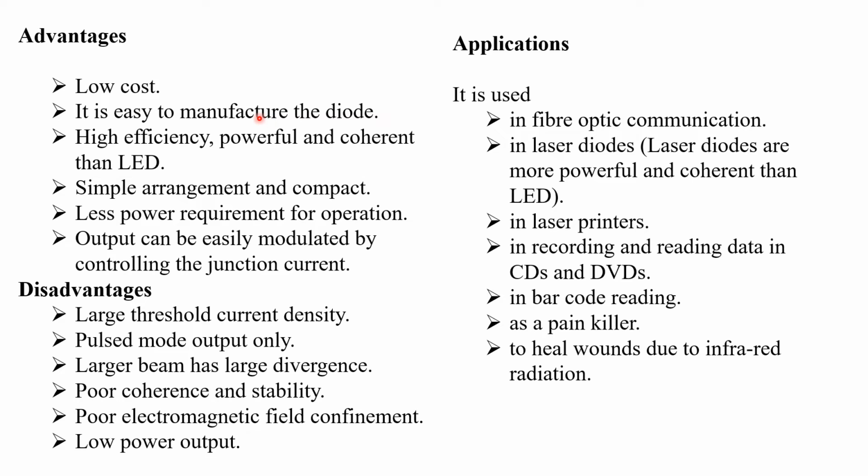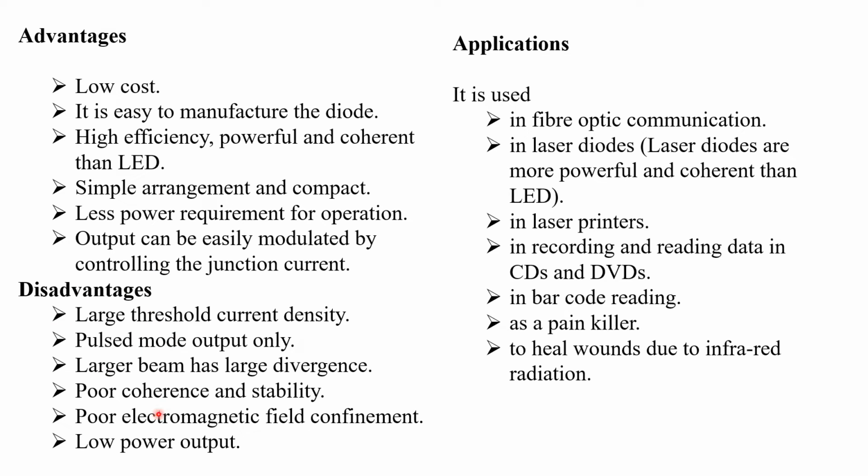Now let us see the advantages of this homojunction semiconductor diode laser. It is low cost, easy to manufacture, highly efficient, powerful, and more coherent than an LED. The arrangement, as you can see here, is very simple and compact. It consumes less power, and the output can be modulated by controlling the junction current. That's all about the advantages.